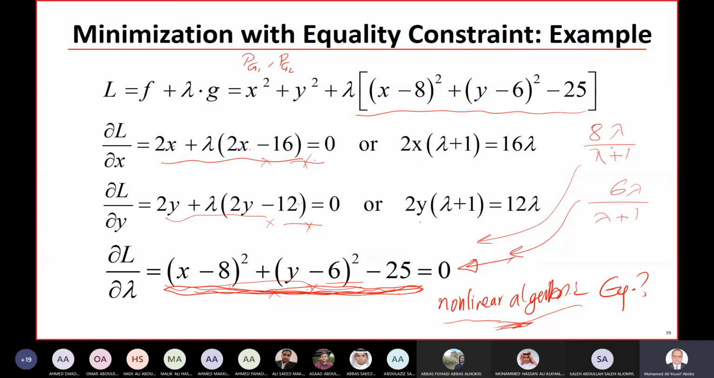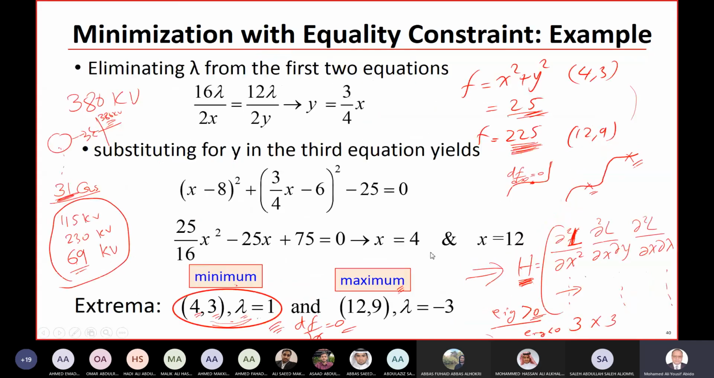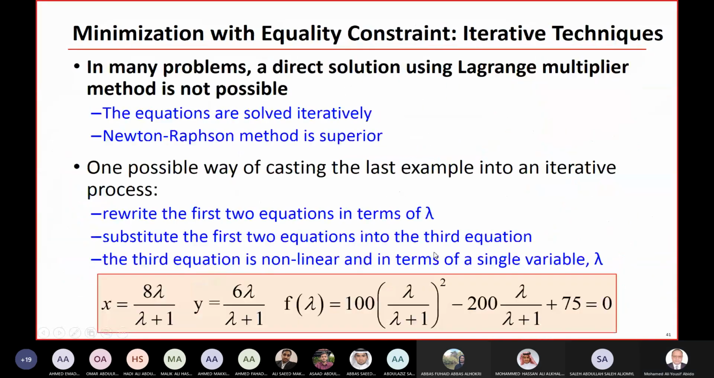So let us see, if you have the equations, you can solve them iteratively. In many problems, a direct solution using the Lagrange multiplier method is not possible, if you have a more complex problem and constraints. So the equations are solved iteratively. Newton-Raphson method is superior in such cases.